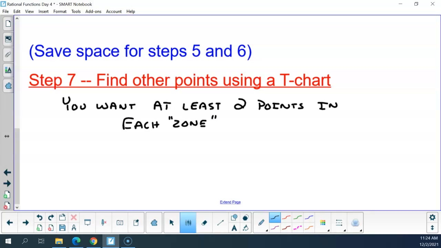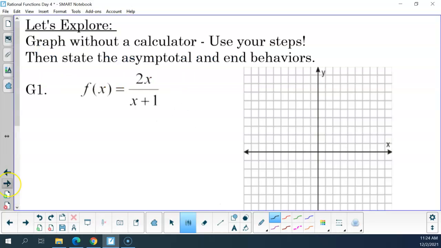Ready? Keep your cheat sheets out. Go to your graph paper now, because here we go. Okay? 1, 2, 3, go. Okay? So we want to do this without a calculator. We want to use our steps. Okay? And then at the end, we want to state our asymptote and end behaviors. Okay?